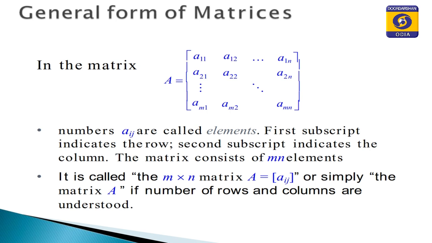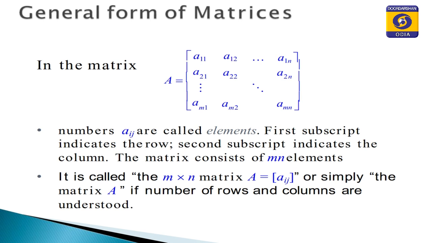Next, we go to the general form of a matrix. Generally, the elements are written in the form aij. This is the general form of a matrix. A is a matrix containing the elements a11, a12, a1n, am1, am2, amn. Here the numbers aij are called the elements. The first subscript i stands for the row and the second subscript indicates the column. The matrix consists of mn elements. Here it is called an m by n matrix, where aij is the element.